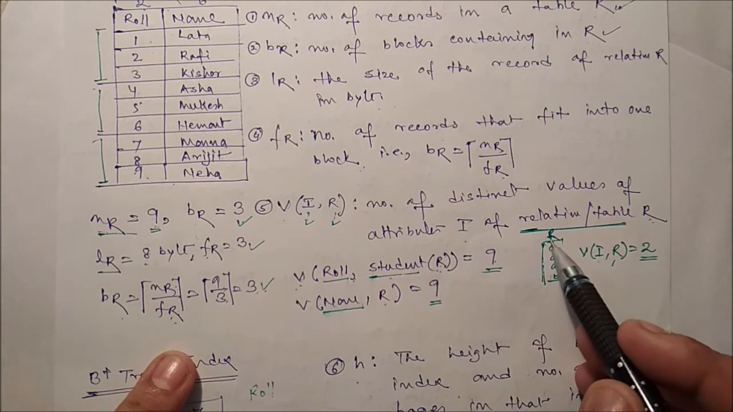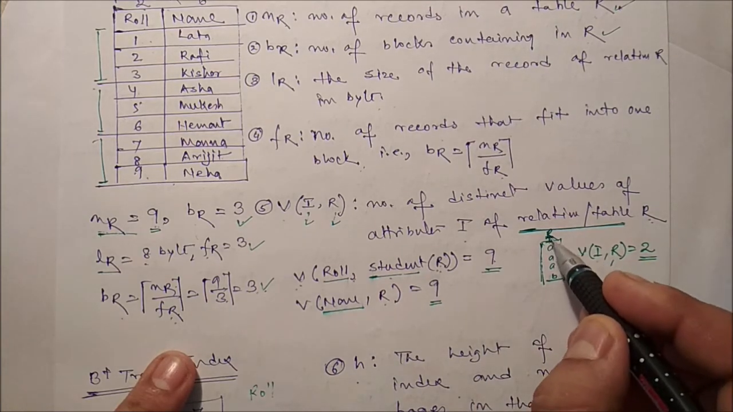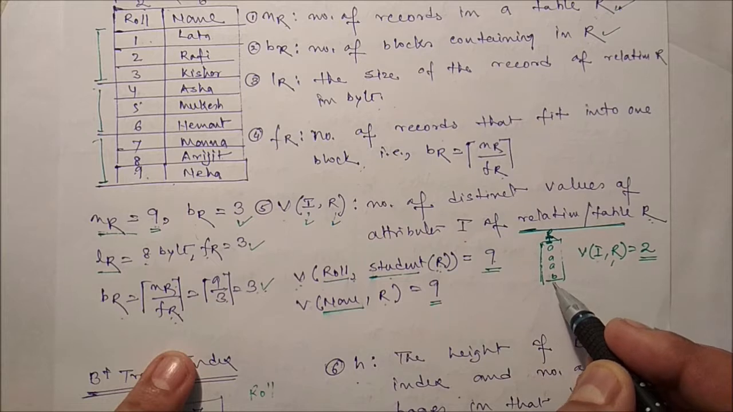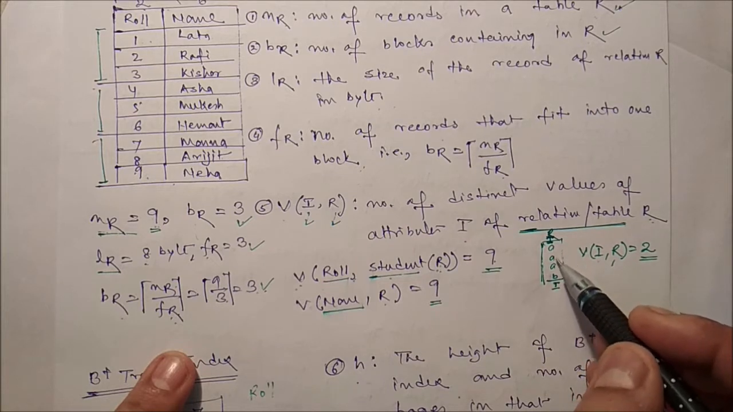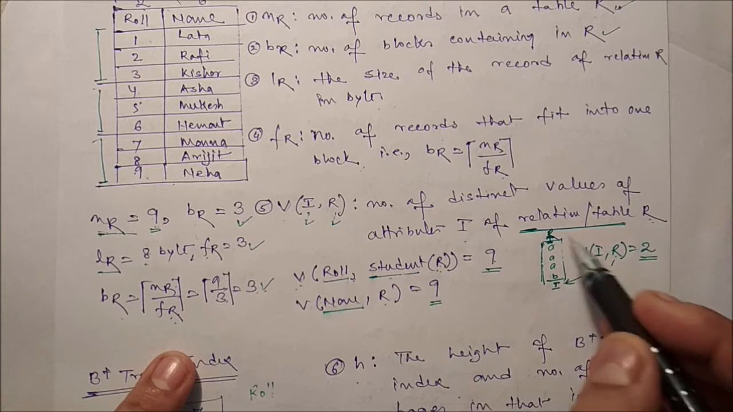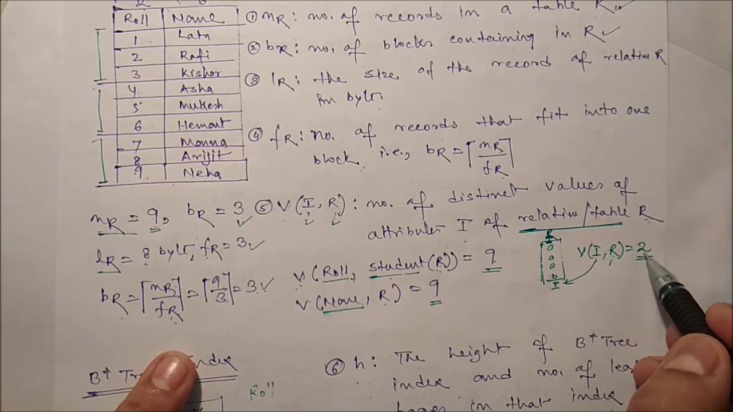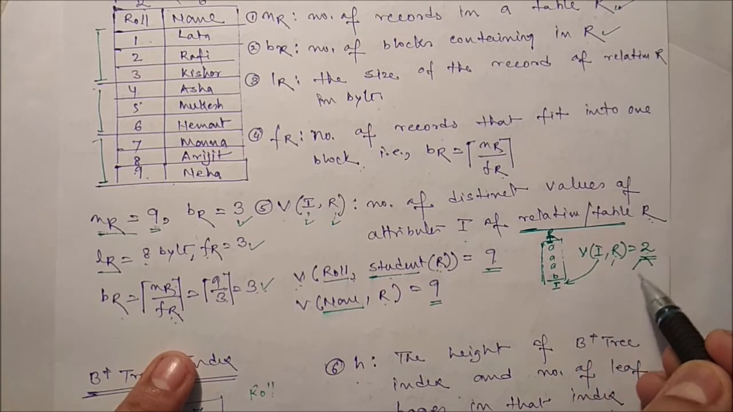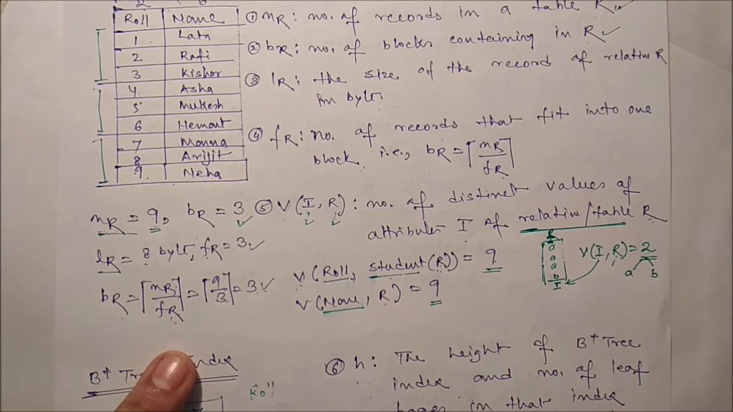Similarly, if a table R is there and I is, say, the attribute name, so here B is there. So V(I, R), where I is the attribute name and R is the table name, should be 2, because only two distinct values are there, A and B. So that's why it is 2.